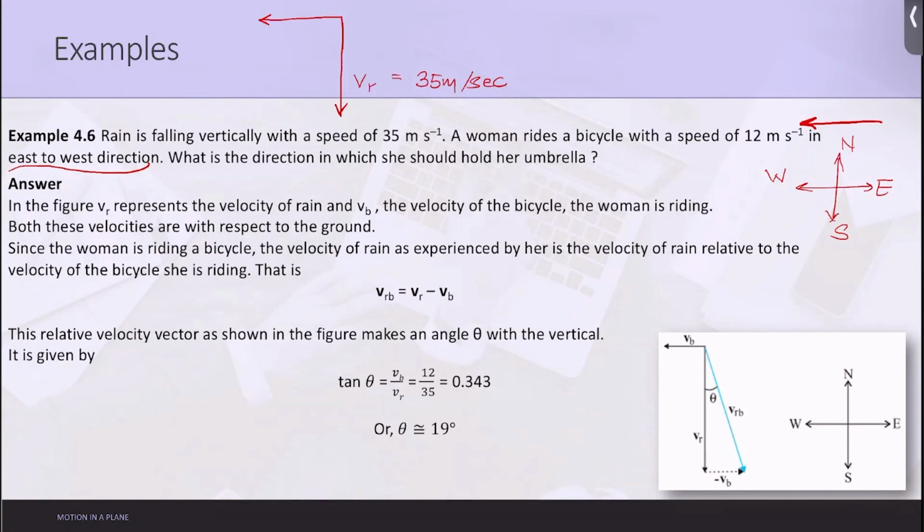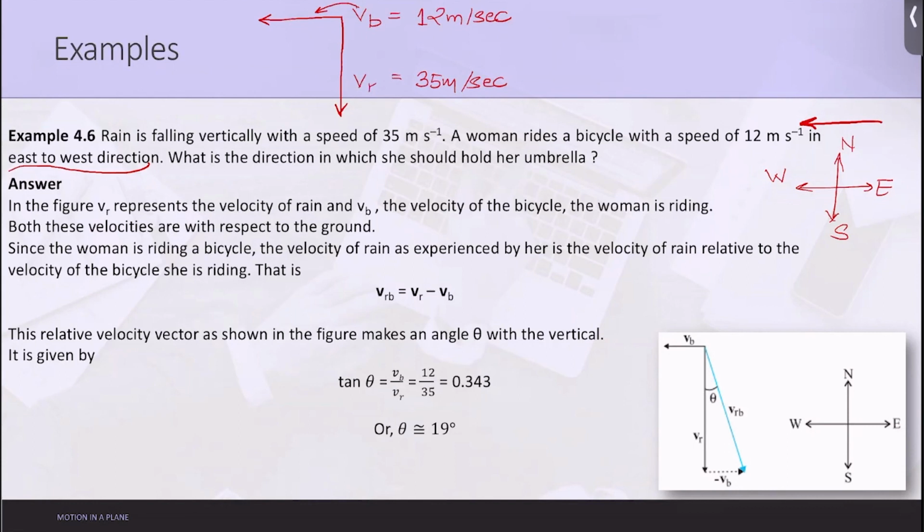So this is the velocity of woman, or the velocity of bicycle, which is nothing but equal to, so this is this which I am talking about, correct? So this VB is nothing but equal to 12 meter per second. Fine. Now, what is the direction in which she should hold her umbrella?